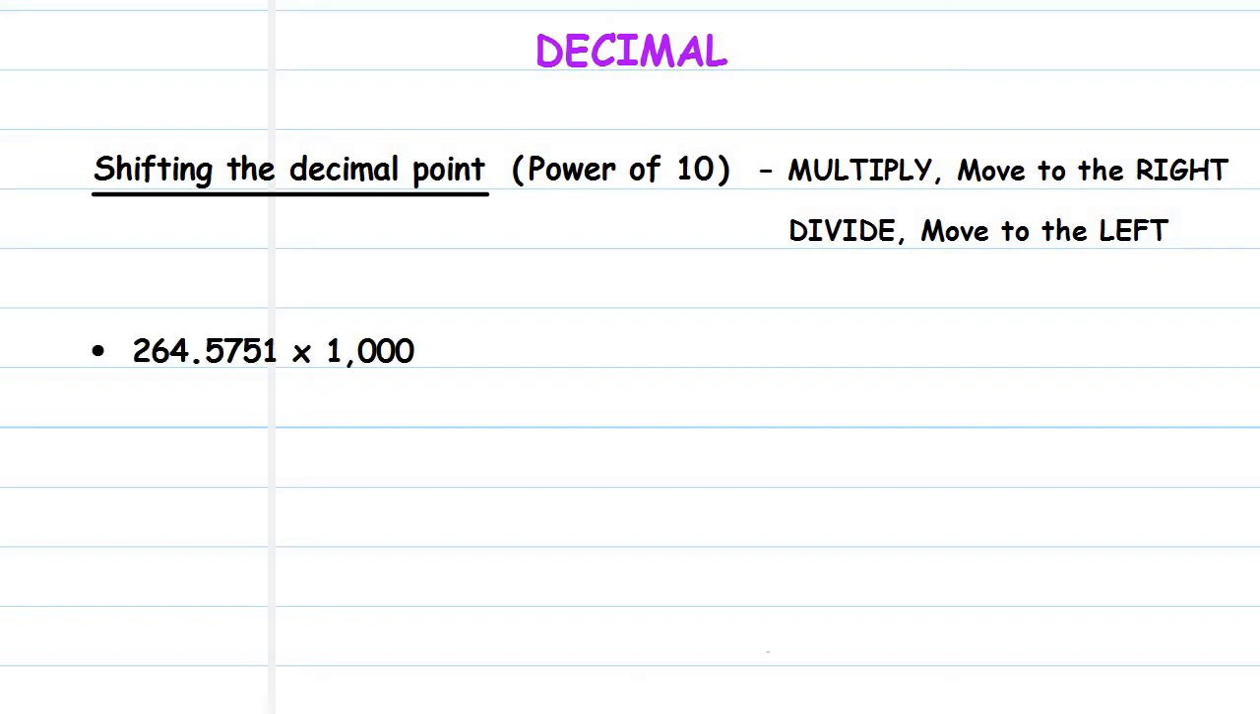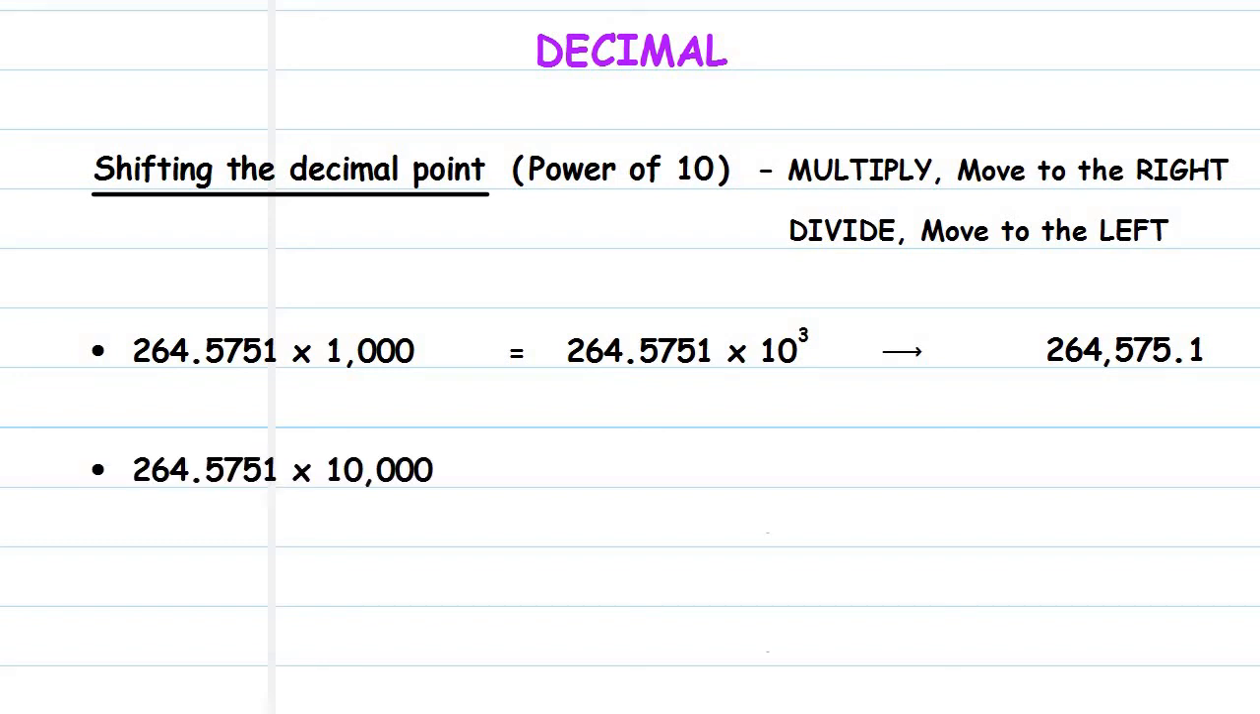Let's take a look at what this means. Let's say we have a decimal number 264.5751, and it is multiplied by 1000, which is a power of 10. Or it is multiplied by 10 to the third. Since there are 3 zeros here, we can move the decimal point to the right 3 times. So, the answer is gonna be 264,575.1.